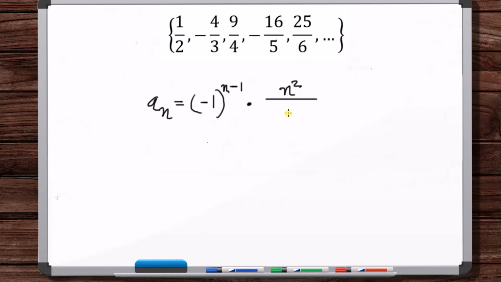All right, the denominator, 2, 3, 4, 5, 6. You're adding 1 each time. Arithmetic sequence. So 1 times n, and then just put whatever you need to get the first term. And that's your answer. So now just write it in the cleanest form you can.